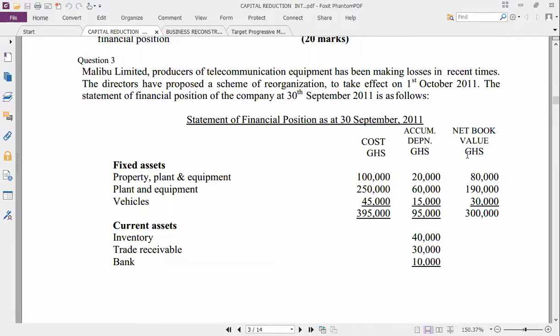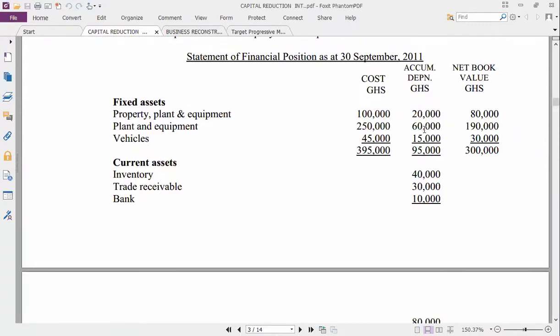Question 3. Malibu Limited, producers of telecommunication equipment, has been making losses in recent times. The directors have proposed a scheme of reorganization to take effect on 1st October 2011. The statement of financial position of the company at 30th September is as follows. The cost, accumulated depreciation, net book value, everything is there. Let's go straight to the footnote then.